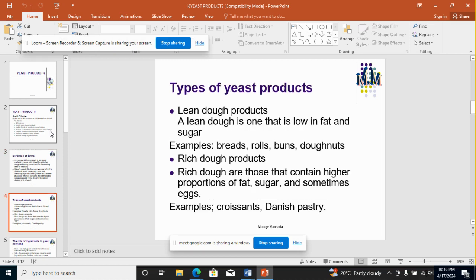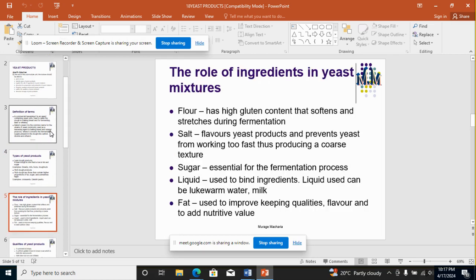Now we are going to look at different types of yeast products. We have lean dough products, and this one is the dough that has low fat content. For example, we have bread, rolls, buns, and donuts. And then we have another category of rich dough products, and these are the ones that contain high content of fat, sugar, and sometimes eggs. And examples, we know croissant. I believe all of us know croissant. We have Danish pastry. These are examples of those rich dough products.